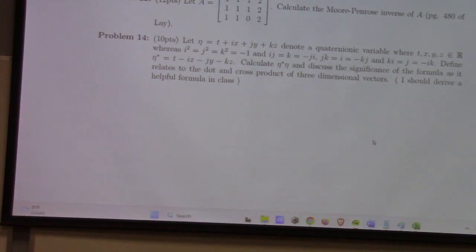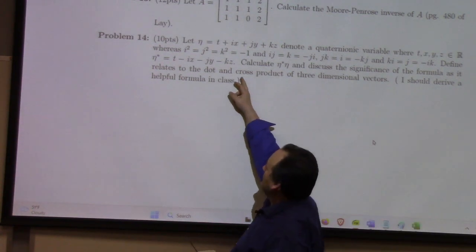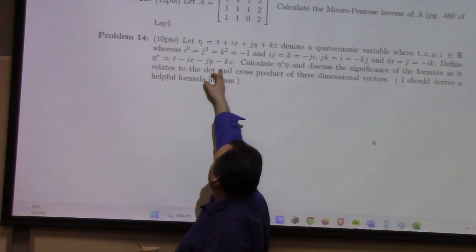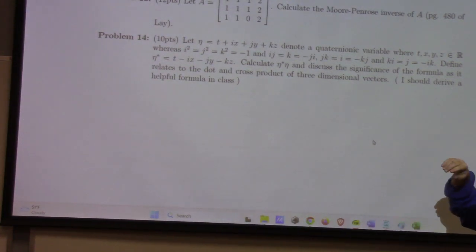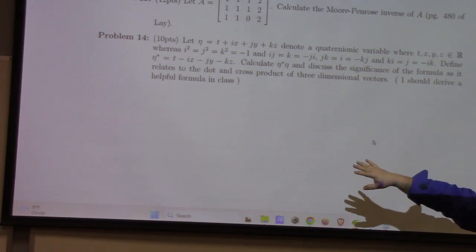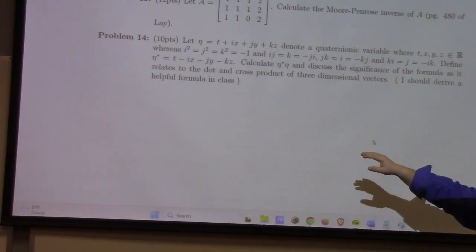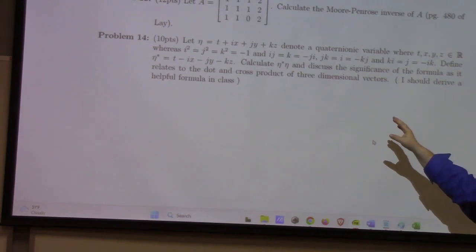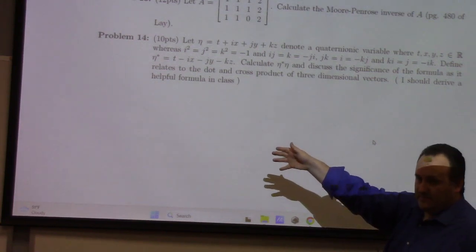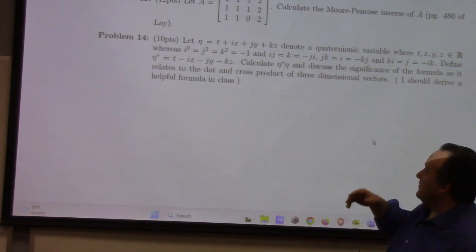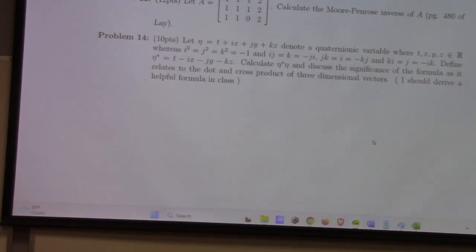Here's a quaternionic variable with t, x, y, and z. There's my description of the quaternions. Oh, here I define the conjugate, eta star. So the smart, lazy way to do this problem would be to use the notation I just introduced on that board over there. When you multiply eta star times eta, you don't actually have to multiply all 16 things out. You could just use my formulas adapted to this particular problem and see what happens.